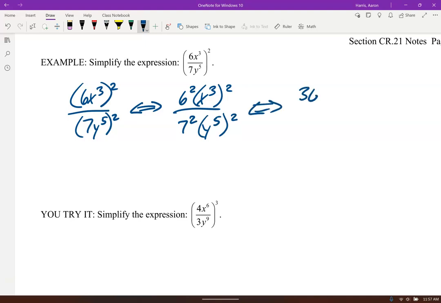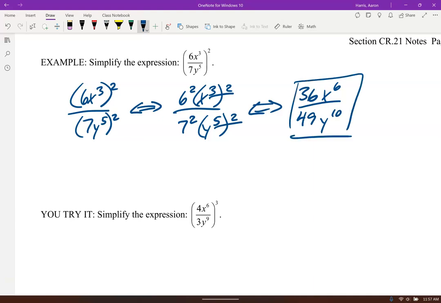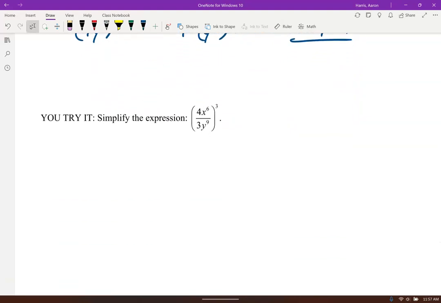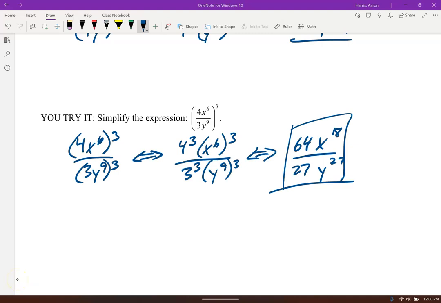So 6 squared, 36. And the power of a power, I'm going to multiply those. 7 squared, we got 49. Power of a power, I'm going to multiply those. Make sure you're in simplest form there, lowest form. All right. Let me have you guys try this one. Check yourself on that one. That should be good for getting you started.